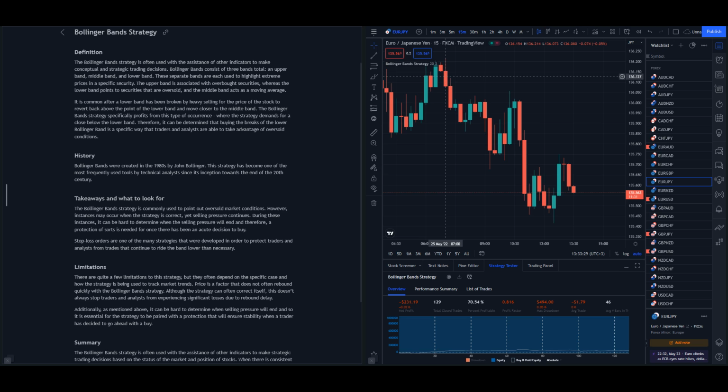Summary. The Bollinger Bands strategy is often used with the assistance of other indicators to make strategic trading decisions based on the status of the market and the position of stocks. When there is consistent seller pressure present, and this pressure is not corrected in a timely manner, stocks then continue to make new lows into oversold conditions. In order to use the Bollinger Bands strategy effectively, it is advised that you have a decent exit strategy, such as stop-loss orders. This is to ensure that you and your trade are protected from a stock that continues to ride the lower band, without knowing at what point selling pressure will end. That is the text from the strategy page.